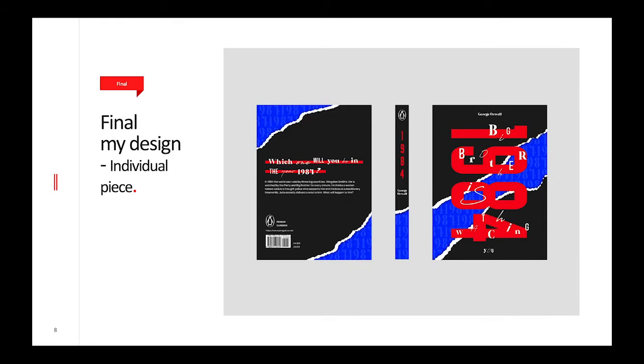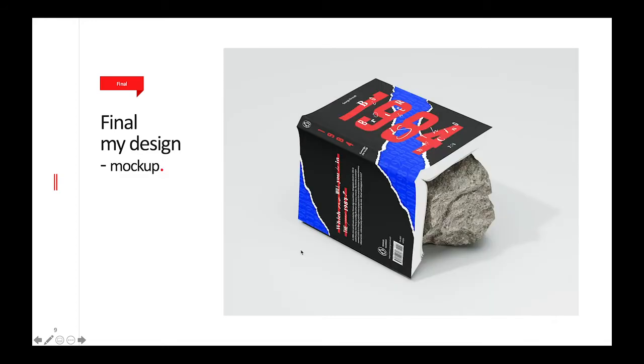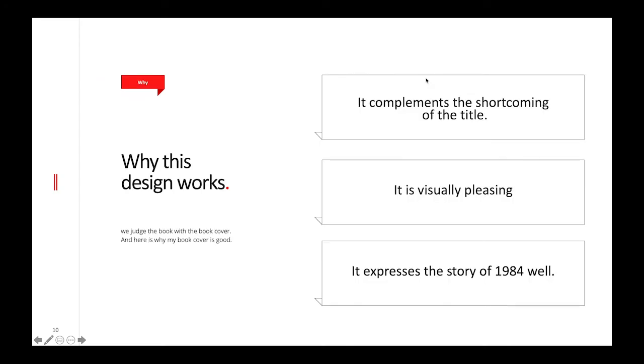Now it is well balanced compared to the previous one, and I also use a lot of different fonts here to make the back and front covers have the same feeling. And then here is the mockup version of my book cover. As you can see, the torn paper is well linked together.